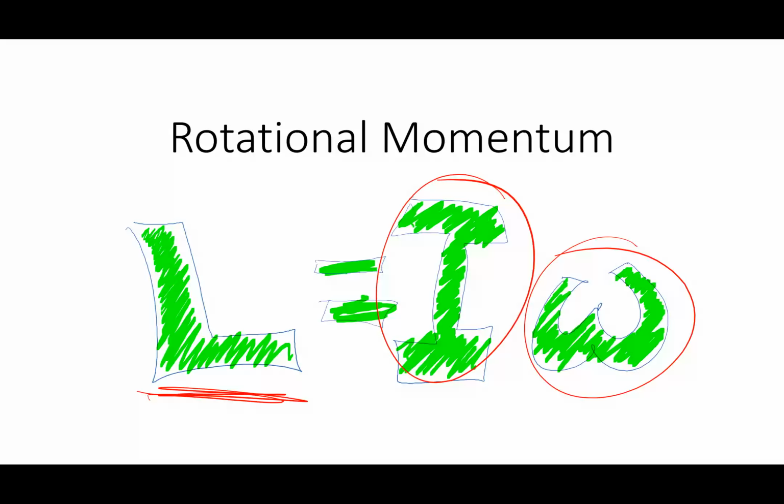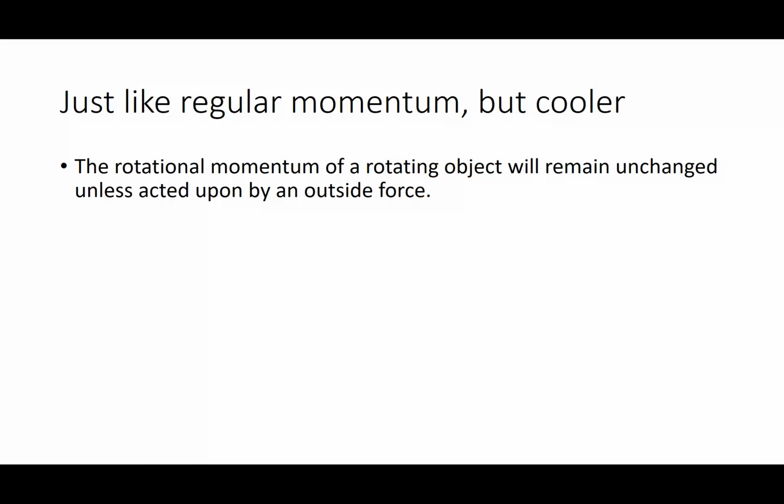So just like before, regular momentum was just equal to mass times velocity. Your mass is your inertia. So in essence, it's the same thing, but just going around in circles. This is just like regular momentum, but cooler. The rotational momentum of a rotating object will remain unchanged unless acted upon by an outside force.